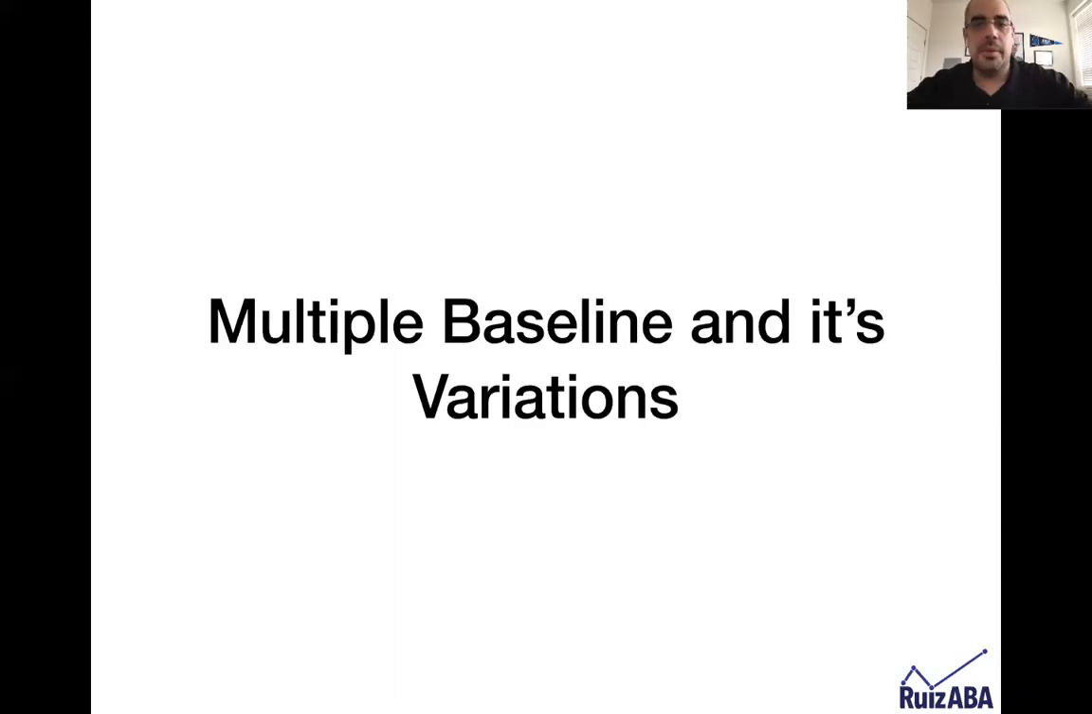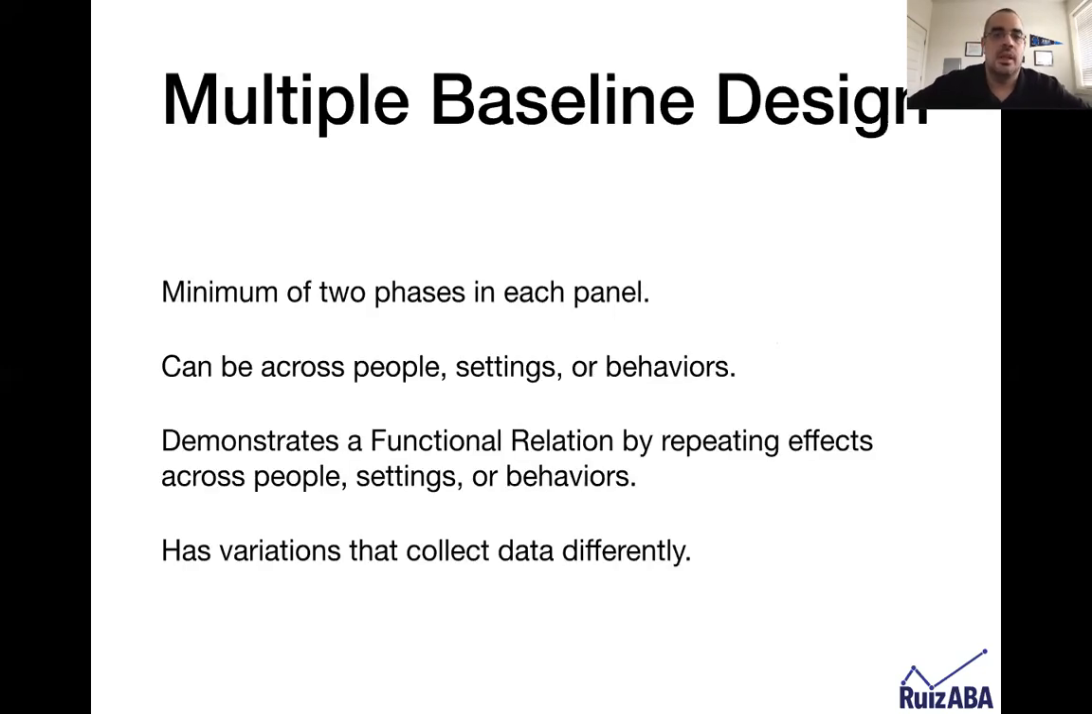In this segment, we're going to be talking about multiple baseline design and its variations. In a multiple baseline design or its variations, this is true no matter which one you're using, there has to be a minimum of 2 phases in each panel. And when I say panel, you'll see what I'm talking about when I show the graph. There'll be a baseline panel and then a treatment panel, and then it'll go below it, and then there'll be 2 more.